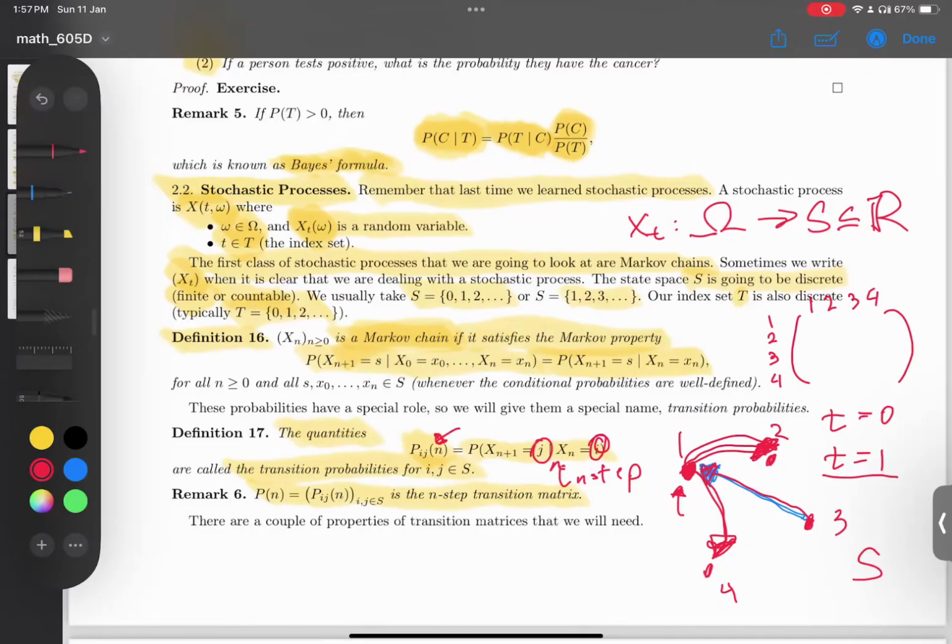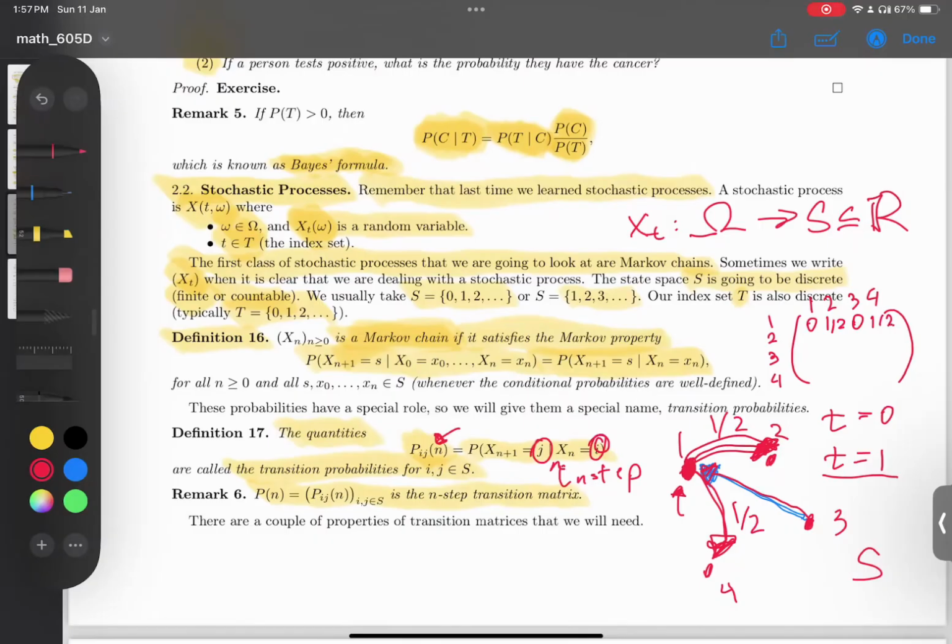When I'm at state 1, I can either jump from 1 to 2 or from 1 to 4. And I'm going to assume that I have equal probability, so the probability of jumping there is 1/2. So that's why 1 stays at 1 is 0, 1 goes to 2 is 1/2, 1 goes to 3 is 0, 1 goes to 4 is 1/2.